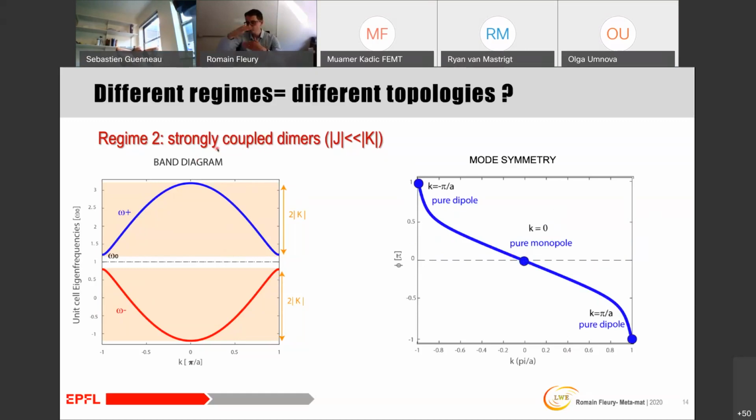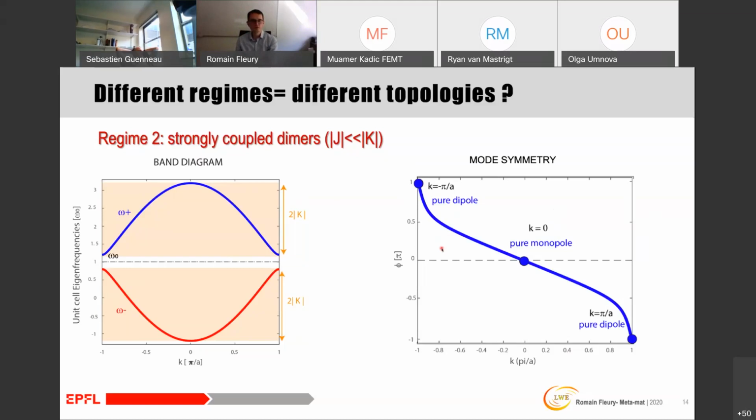In one case, you have a maintained mode symmetry across the band. And in this case, you have a mix between mode symmetries. So there's something different. So we want to say that probably there is a difference in topology. But to claim that, we need to define a topological invariant.